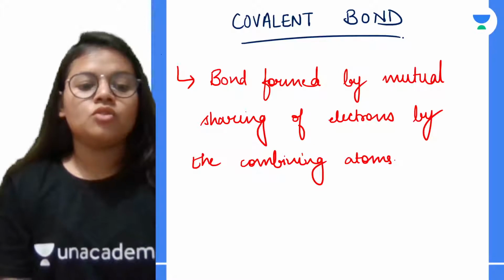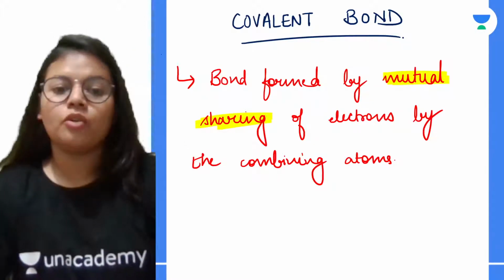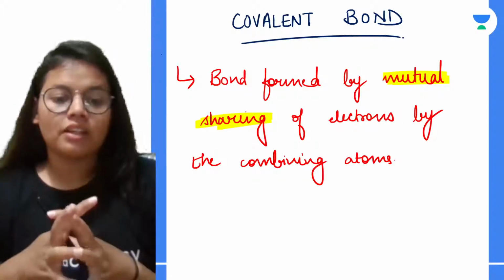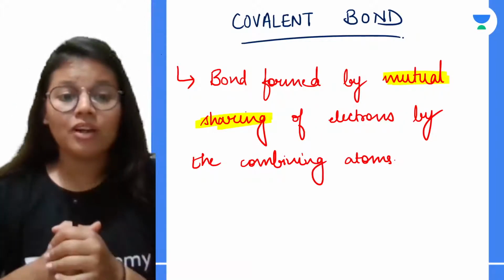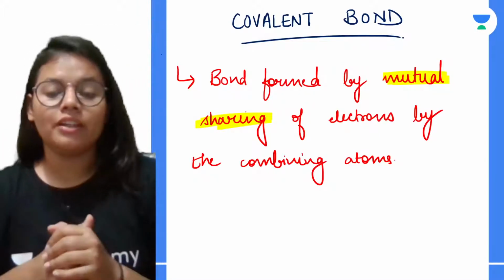Okay, so here this word mutual sharing is very important. Why? Because in coordinate bonds sharing happens, but mutual sharing does not. So this is the word which differentiates the covalent bond from the coordinate bond.